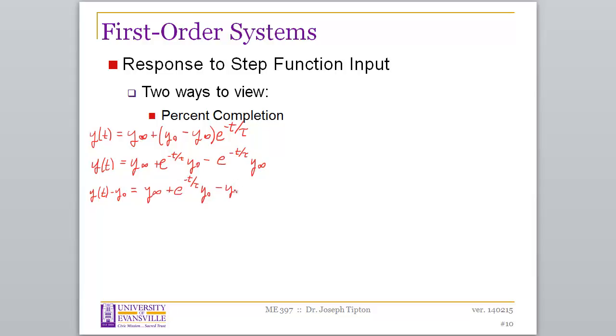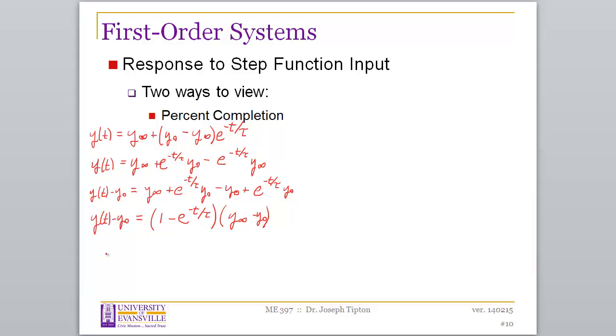And I'll just put it right here. That's my initial condition, plus e to the minus t over tau times y naught. And by doing that, I can factor some things out. I can factor e to the minus t over tau out of this grouping and this grouping. And that looks like, algebraically, one minus e to the minus t over tau times y infinity minus y naught.